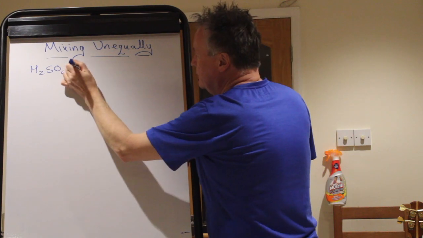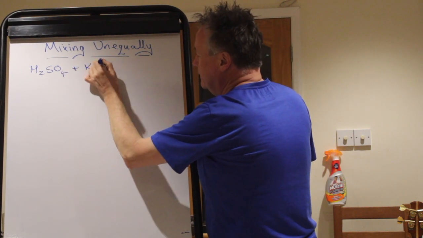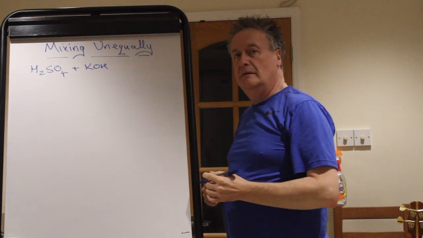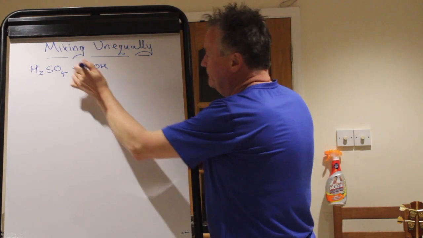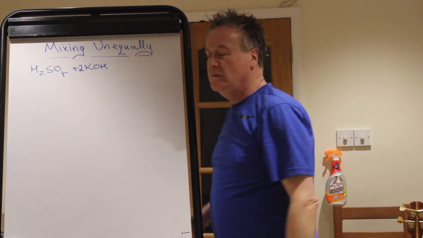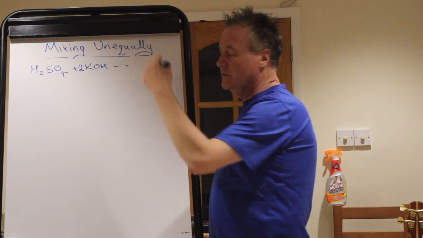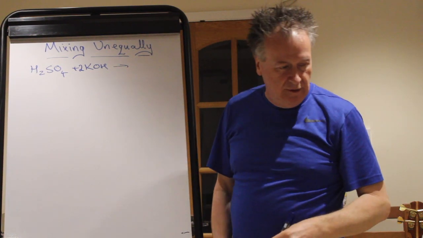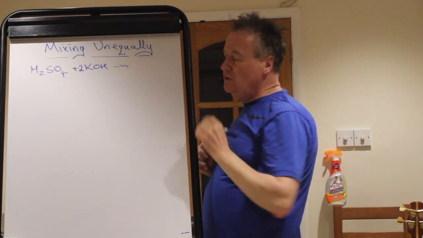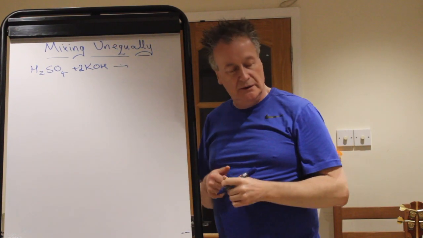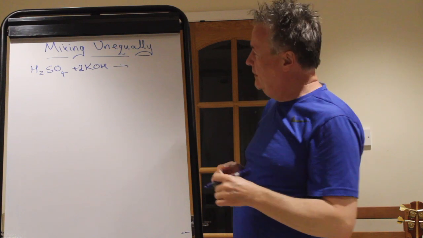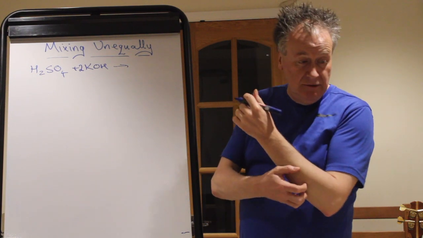So, sulfuric acid and KOH. It's not 1 to 1. You need 2 KOHs for the sulfate. So it goes on and makes potassium sulfate and water. But it's a 2 KOH to 1 sulfuric. Now, we need a question. Question.